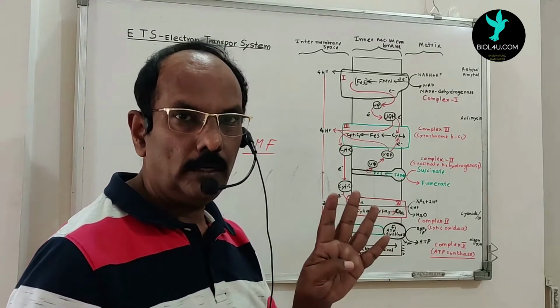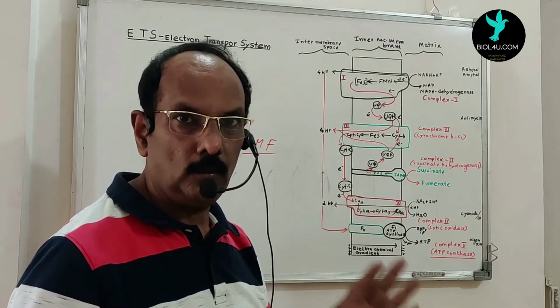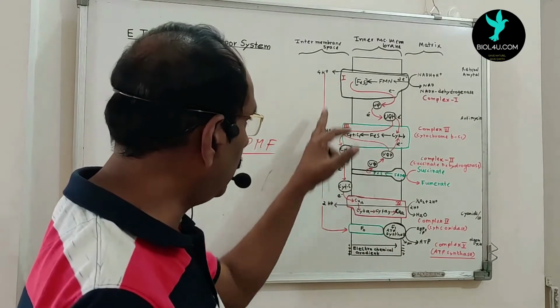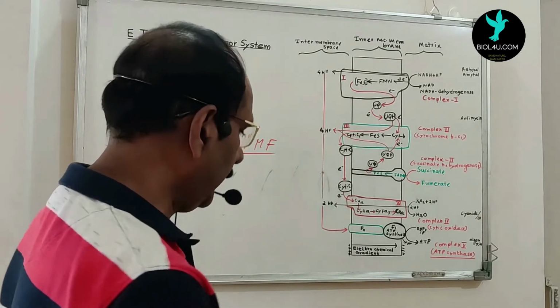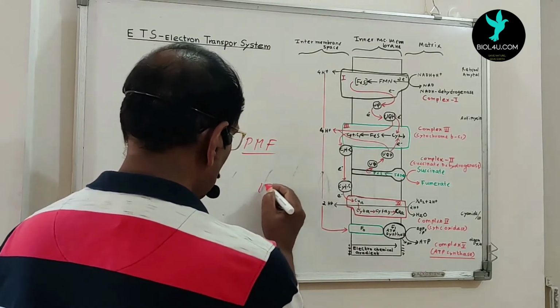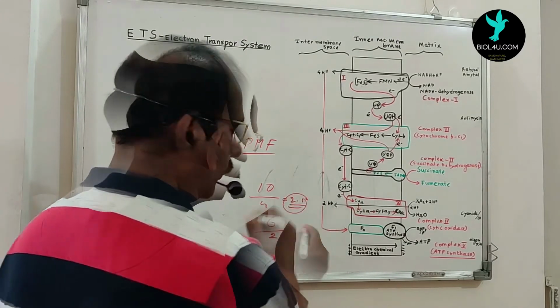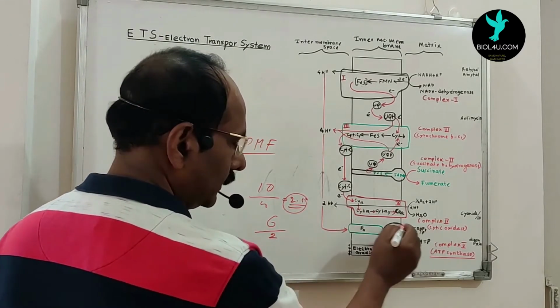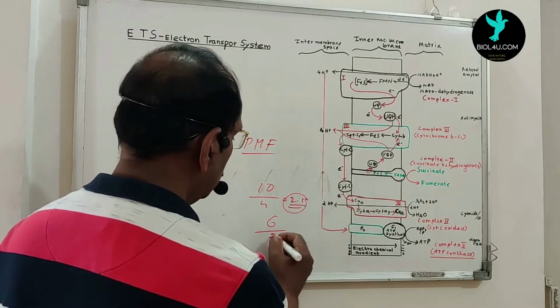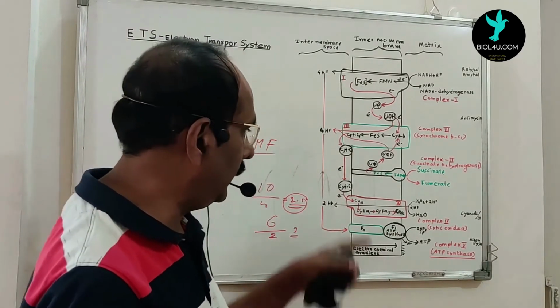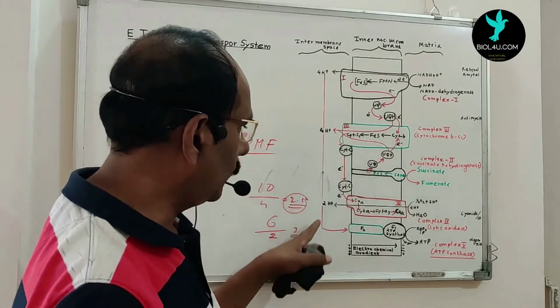So 4 hydrogen ions are required for the synthesis of 1 ATP molecule. So a total of 10 hydrogen is formed, and 10 divided by 4 is 2.5 ATP molecules. In the old textbook, when 2 hydrogen move through this ATP synthase, 1 ATP is formed, so 6 upon 2 is equal to 3. Like that, the old textbook says 3, but according to the latest, 10 hydrogen is forming.